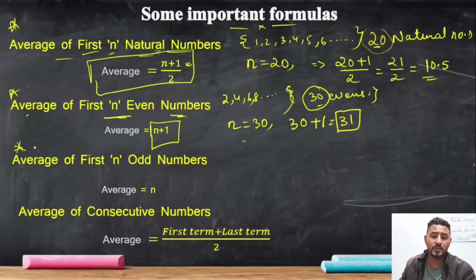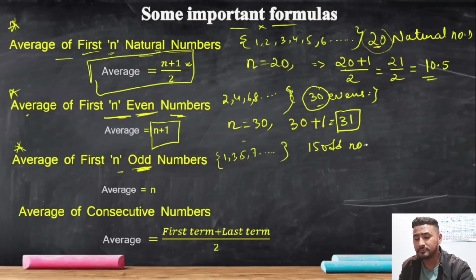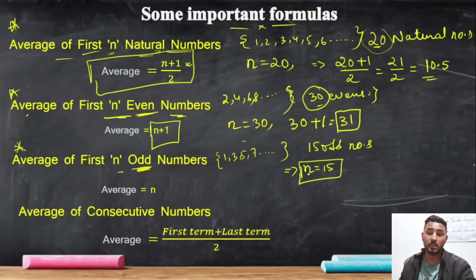Let's go next. Average of first n odd numbers. Just now we did even numbers, now let's see odd numbers. What are odd numbers? 1, 3, 5, 7 and so on, right? So if you are given, find the average of the first 15 odd numbers, then what will you do? Just remember, in the case of odd numbers, the average of the first 15 odd numbers, the answer will be n equal to 15. This will be the answer only. The total number of observations will be the answer for the first n odd numbers. Okay, clear? I hope it is clear.